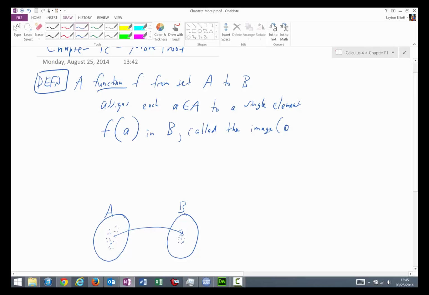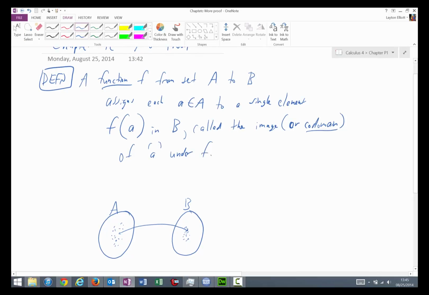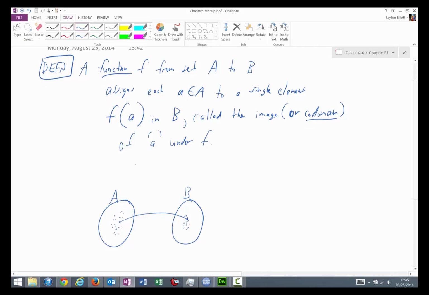So it's called the image, or sometimes it's called codomain, of little a under f. So, in other words, we're going to say that set A is the domain. And defining set A as the domain means that if it's well defined, then every possible element of A is going to have an image in B.